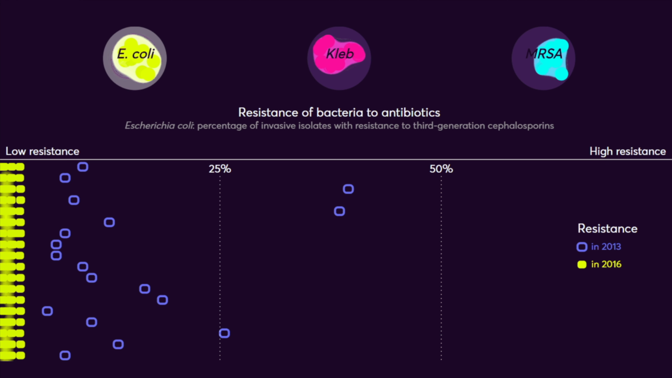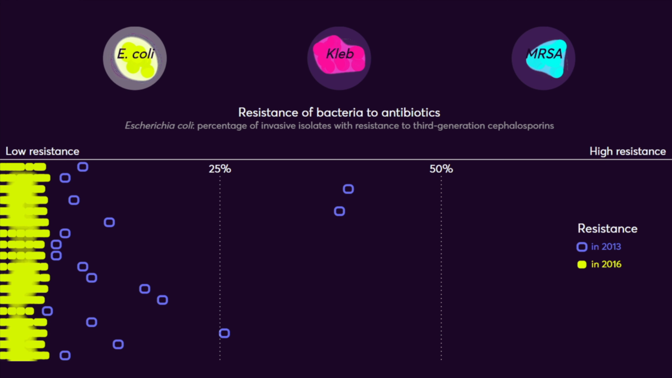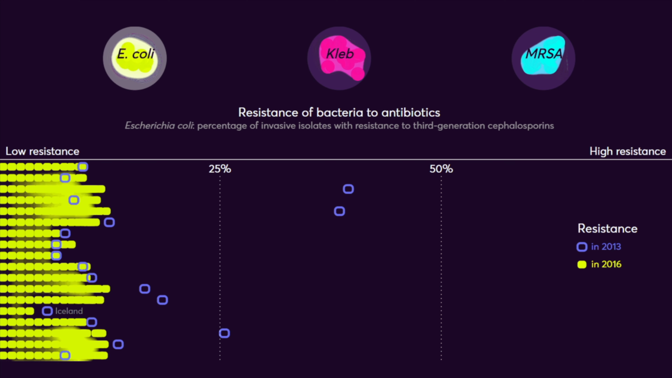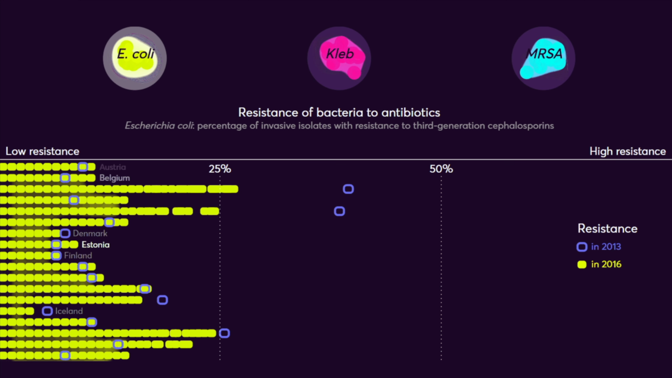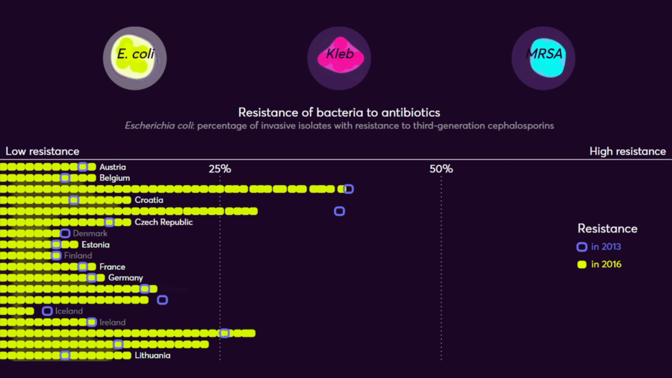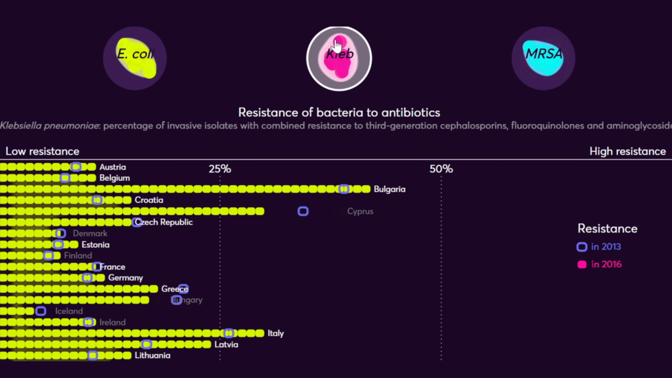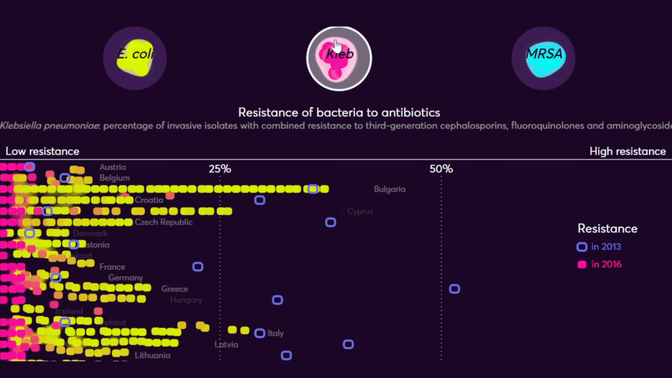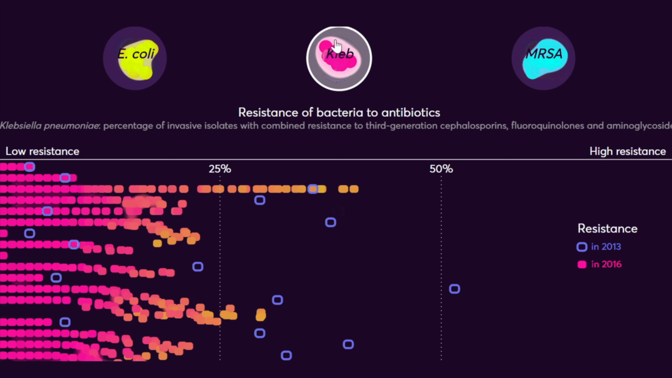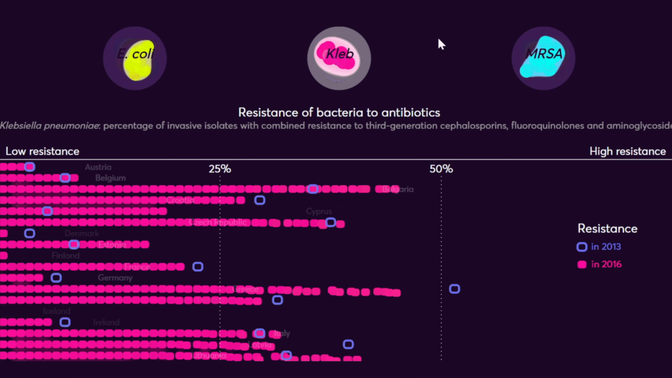This was attempt 2 last year. I changed tack totally. I took the same data but went for something much, much simpler. This just shows resistance levels for one bacteria at a time. We're starting with E. coli. So the longer the bar, the higher the resistance level. And those purple squares just show how resistance levels have changed over the last few years.